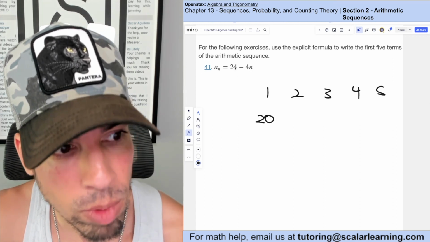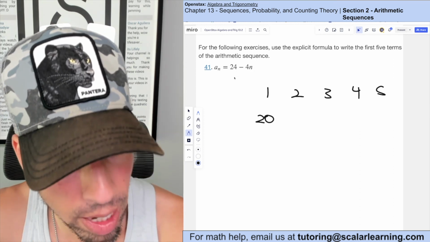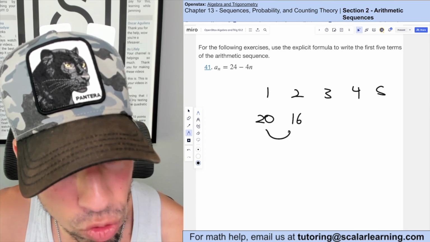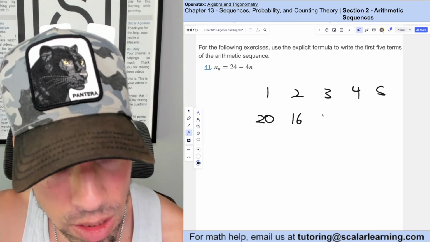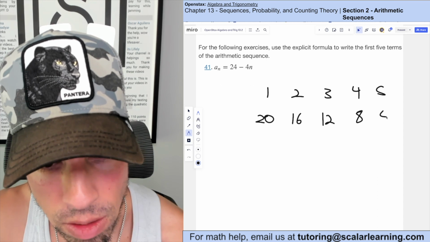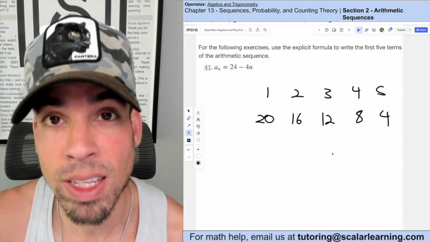Plug in 2, we get 24 minus 2 times 4, which is 8. 24 minus 8 is 16. So you see the drop here is by 4. So we can then say 12, 8, and 4. Those are the first 5 terms. That's how you do it.